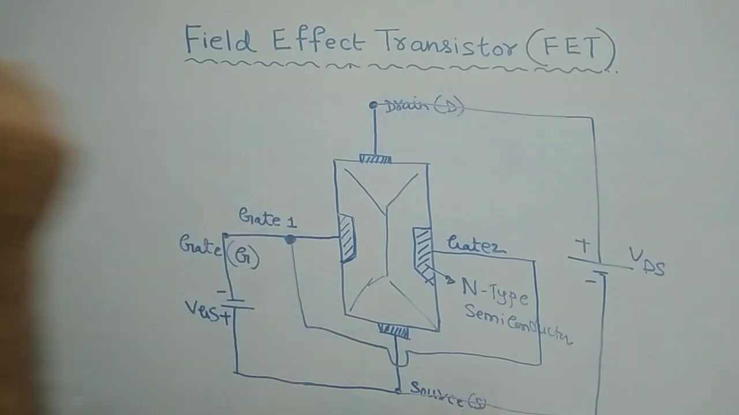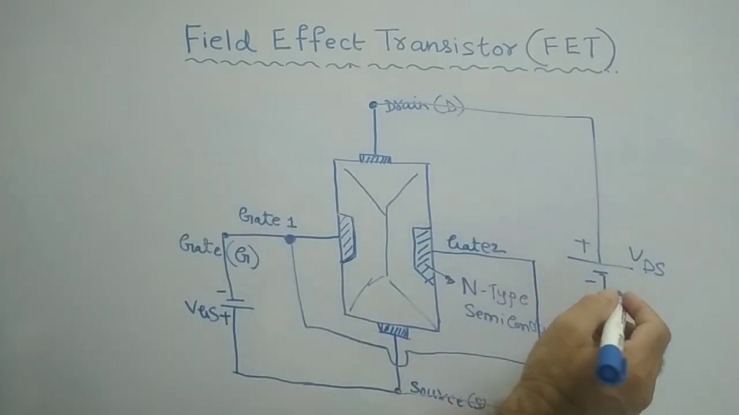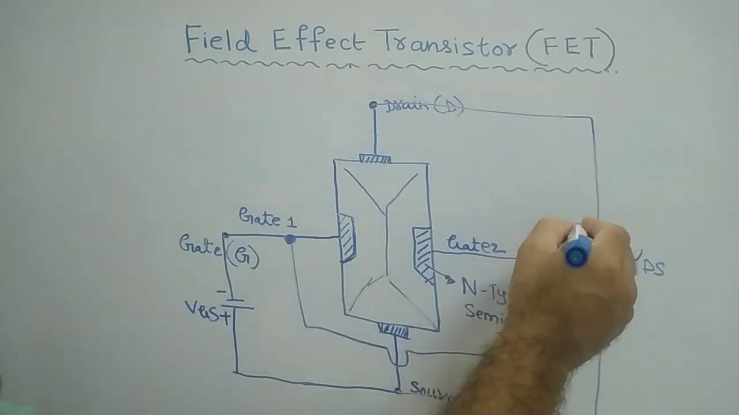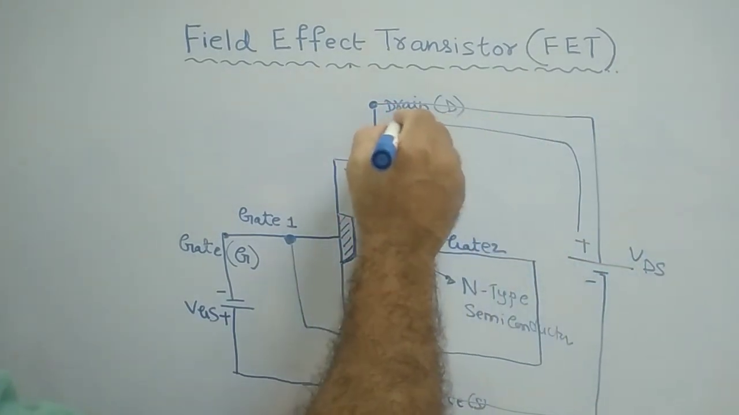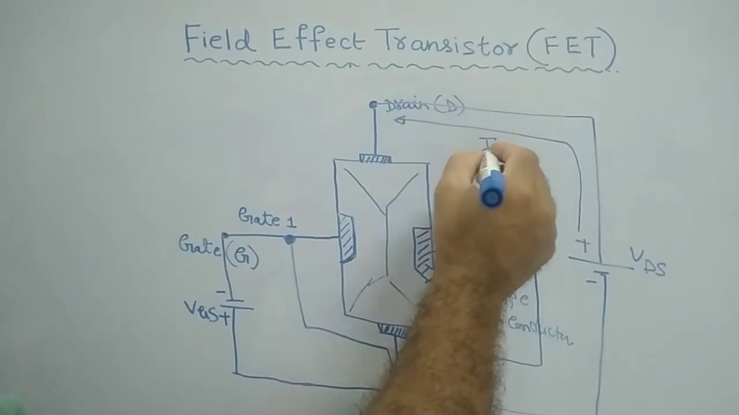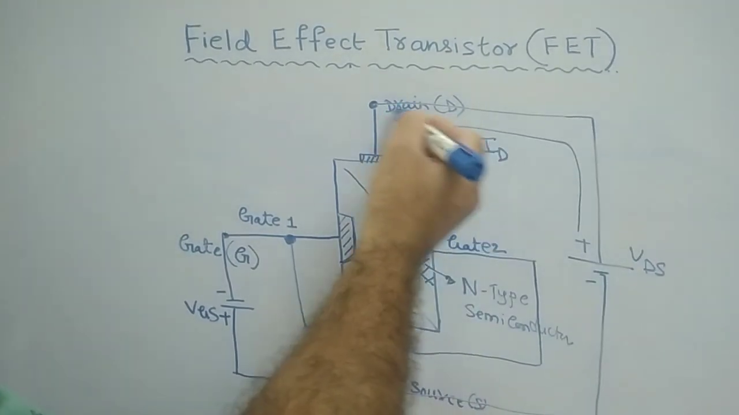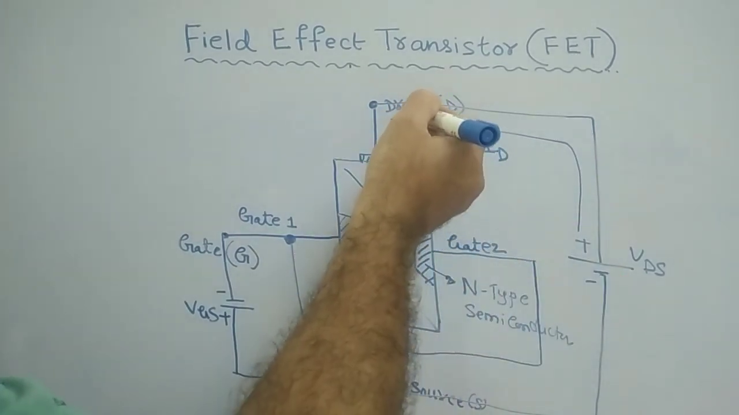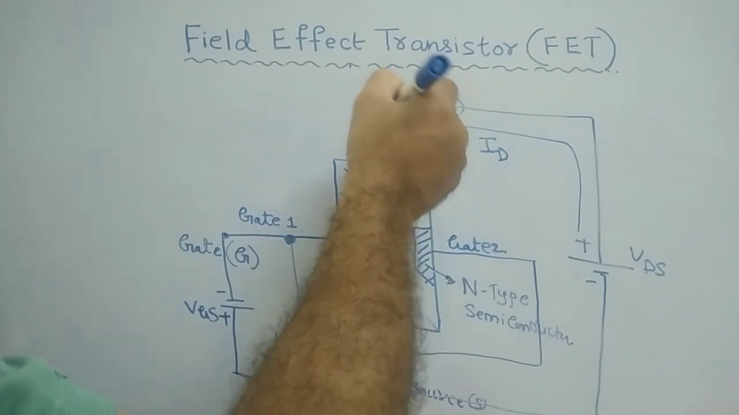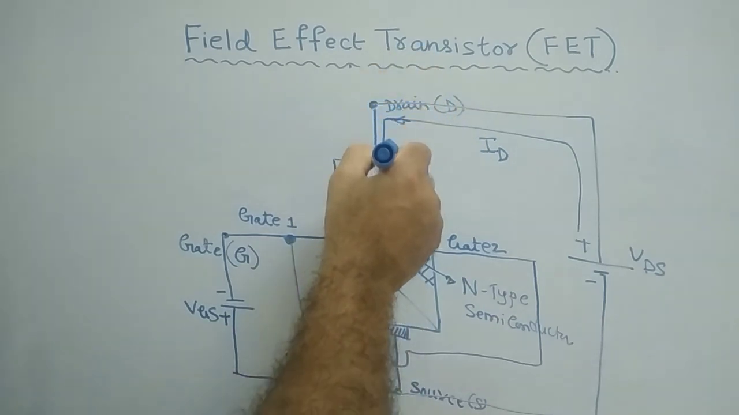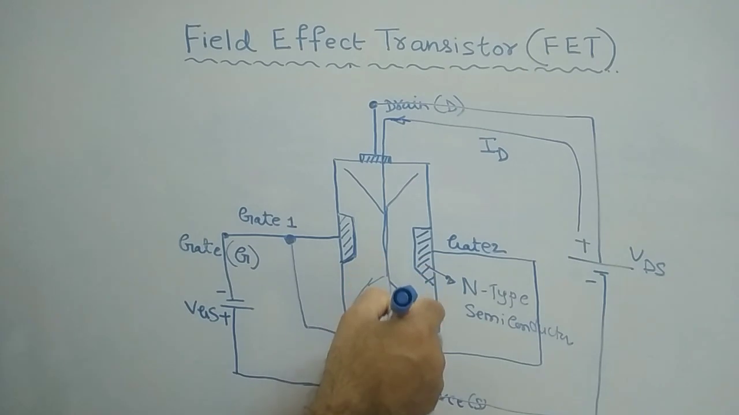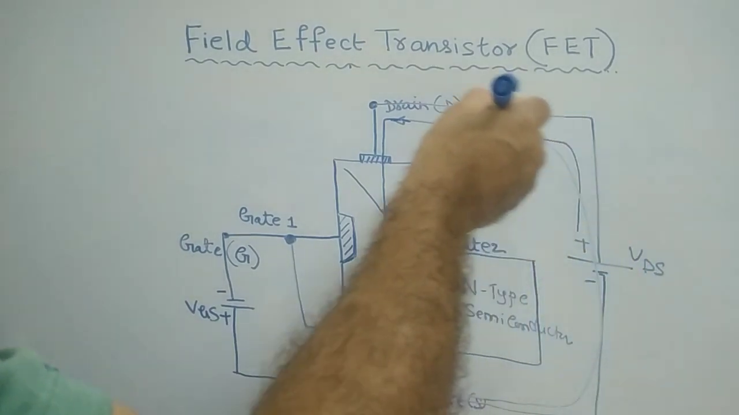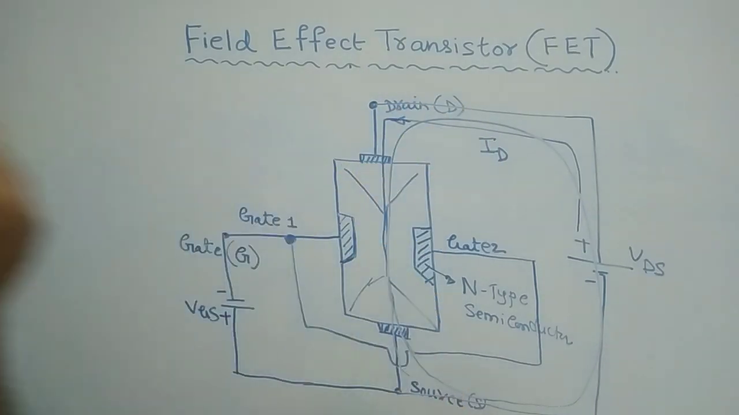So from this VDS, because of the voltage between the drain terminal and the source terminal, some current flows. That is called ID, the drain current. The drain current flows through the drain terminal, and then it flows through this area, like this. This is the flow of current in the circuit, right? It will flow like this.